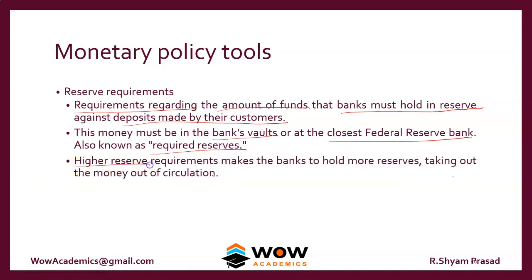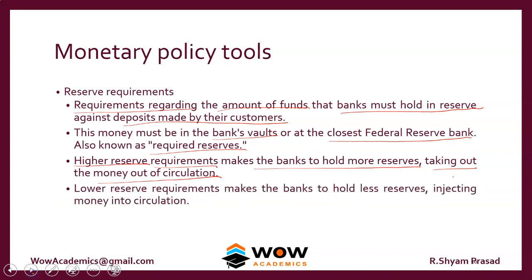Higher reserve requirements make the bank hold more reserves, taking money out of circulation. So if you have set the reserve at 30 rupees, only 70 can be lent. If you have the reserve at 10 rupees, then 90 rupees can be given as borrowings. So that's about the reserve requirement. Lower reserve requirements make the banks hold less reserve, injecting more money into circulation.